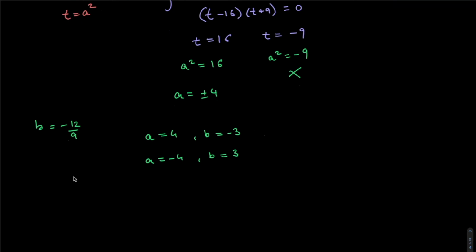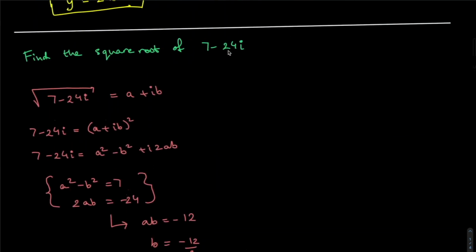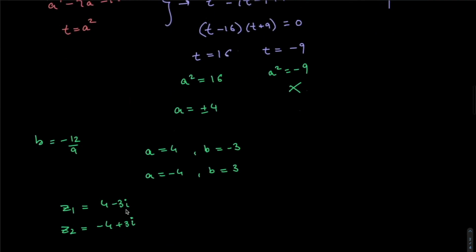So the two complex numbers, or the two roots that we have, are z1, I'll denote it this way, is 4 minus 3i, and z2, which is equal to minus 4 plus 3i. So basically the square root of 7 minus 24i is equal to 4 minus 3i and minus 4 plus 3i. And the way you can check this is that you can square each root by itself. You can do 4 minus 3i times 4 minus 3i, and you can do minus 4 plus 3i times minus 4 plus 3i.